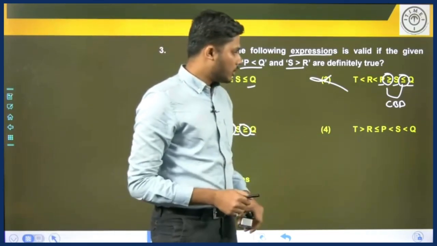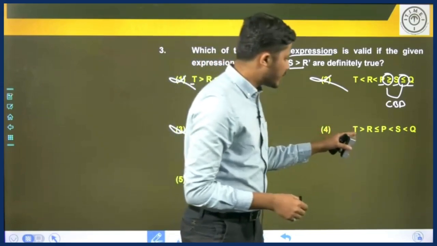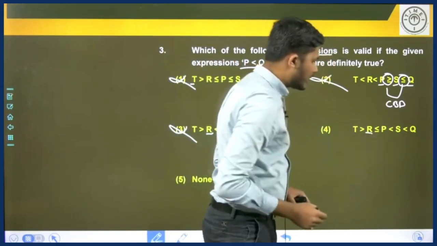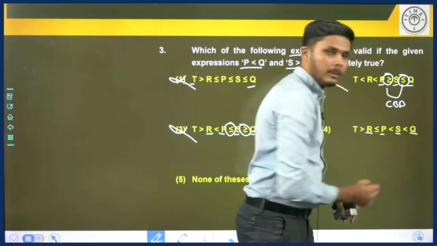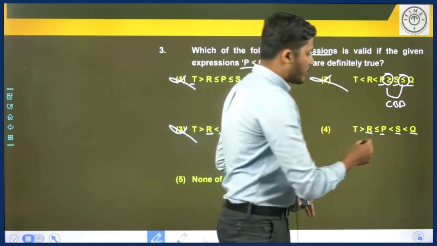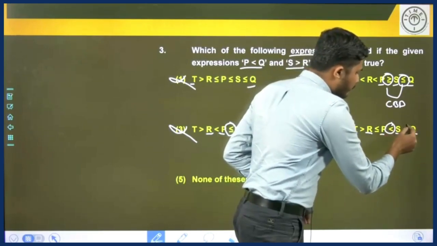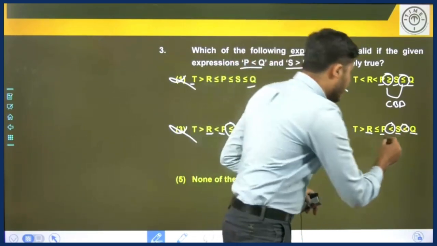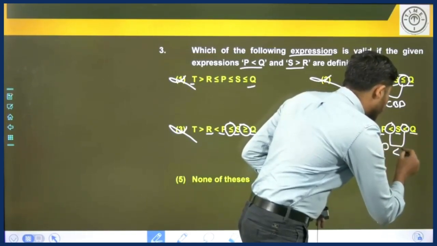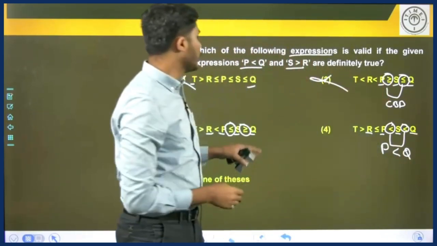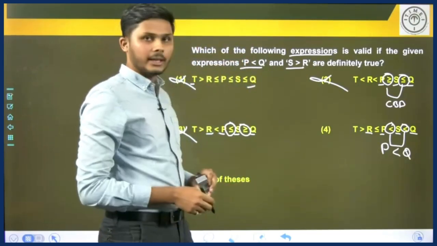Moving on to the fourth option, T greater than R less than or equal to P less than S, and S less than Q. Here, the relation between P and Q, since the symbols are same, the result will also be the same, which is less than. The relation between P and Q is P less than Q, which does follow the first condition.